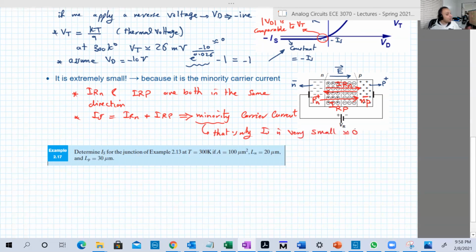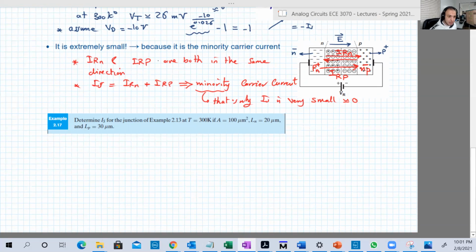approximately zero. You can consider it zero, and in most of the course we will consider IS to be zero. And we know now why it's small, because it's the current of minority carriers. Remember, minority carriers are very small compared to the majority carriers. For example, in one of the examples before, the hole concentration was 10 to the power of 4, and at the same time, the electron concentration was 10 to the power of 16.